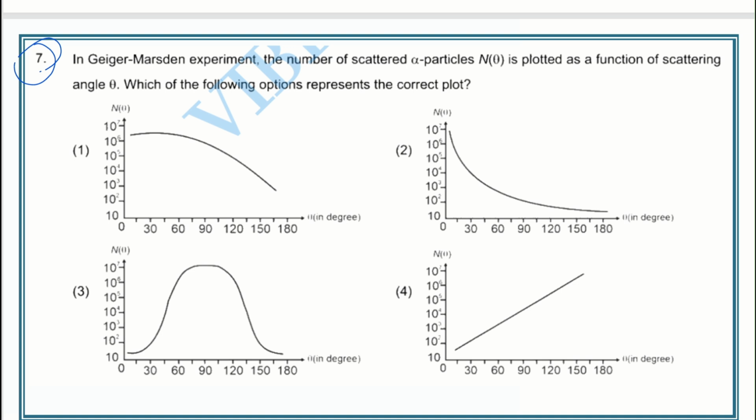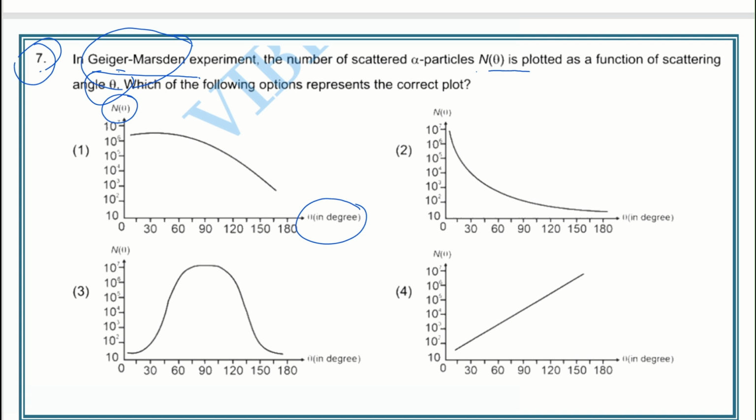Okay, so come to question number 7. In the Geiger-Marsden experiment, the number of scattered alpha particles, that is N(theta), is plotted as a function of scattering angle theta. So here we are asked about the Geiger-Marsden experiment, or simply Rutherford's gold foil experiment. This is the exact experiment. Here we have been asked to draw the graph between N(theta) versus theta.